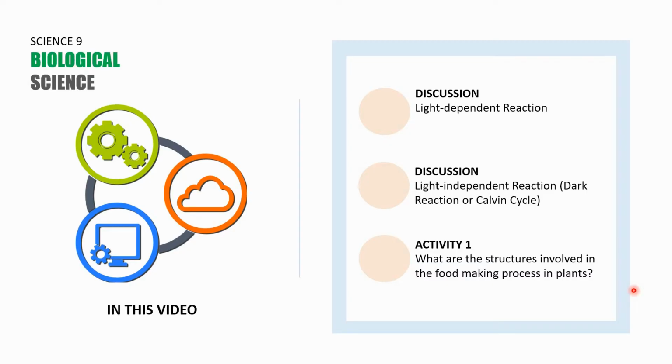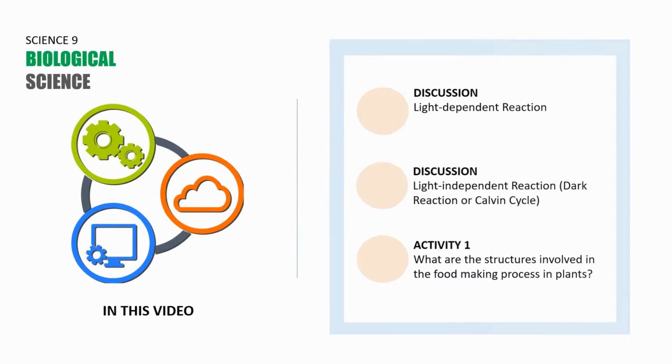For the first part, we will be discussing light-dependent reaction. For the second part, we will be discussing light-independent reaction, which is also known as dark reaction or Calvin cycle. And then for the third part, we will be having an activity about the structures involved in the food-making process in plants. Let's begin.